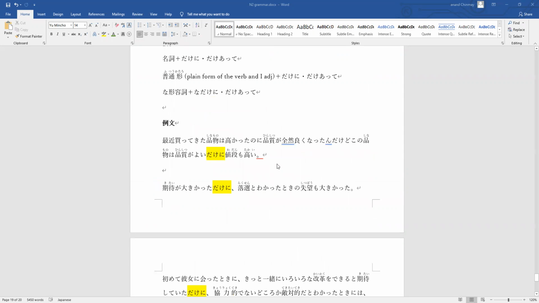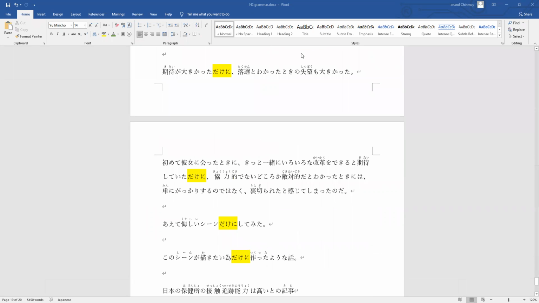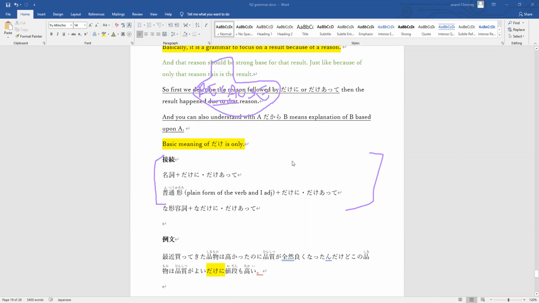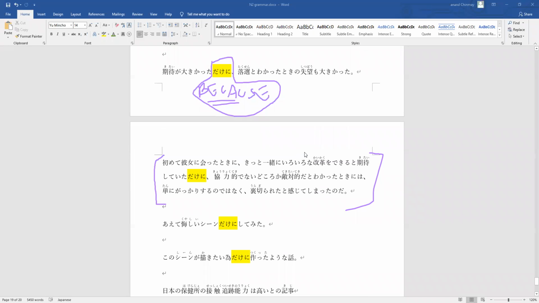Next one. So the next sentence is pretty big. Chinmay-san, this dake ni means only as well as because. Here it is just because. The basic meaning of dake is only. Okay, try to translate the next sentence.